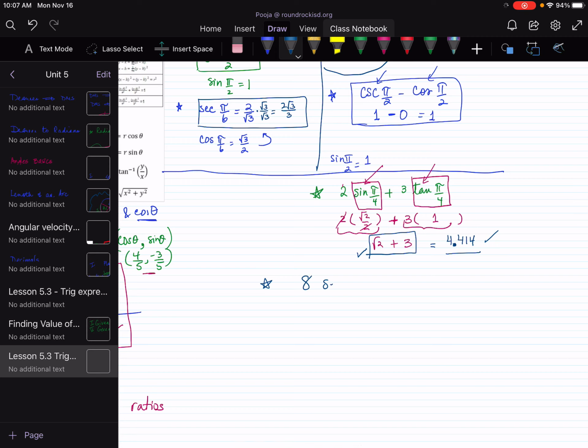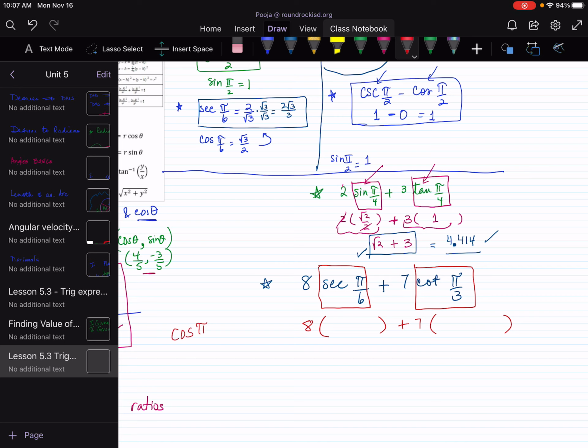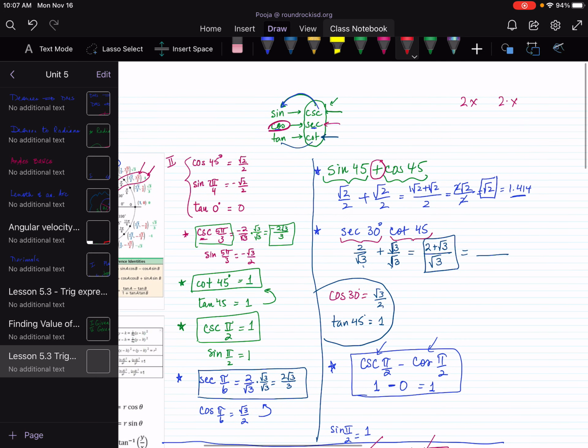Let's say we have 8 secant pi over 6 plus 7 cotangent pi over 3. How do you want to read this? This is 8 times the value of that plus 7 times the value of this. So 8 times something plus 7 times something. Okay. Secant pi over 6. Secant is not on the unit circle, so I'll have to find cosine first. Cosine of pi over 6.